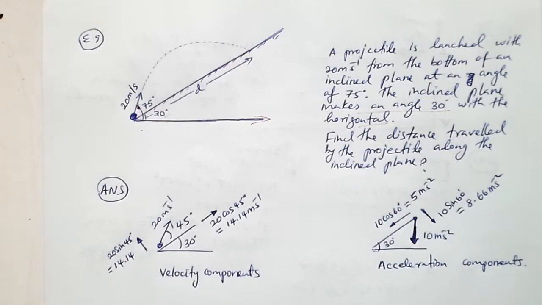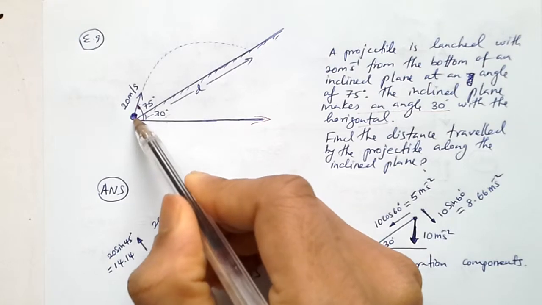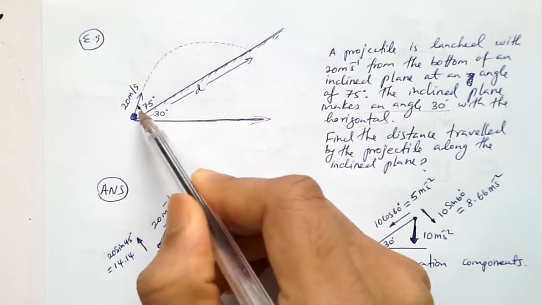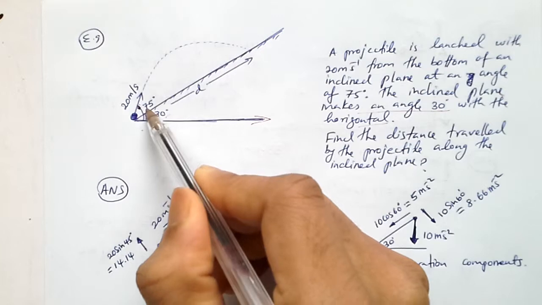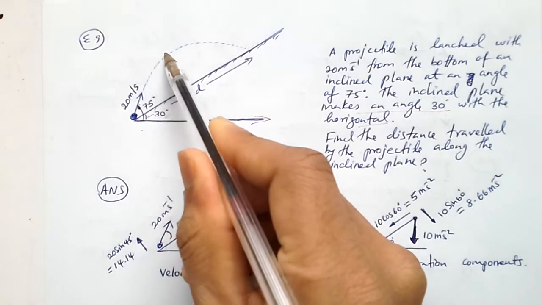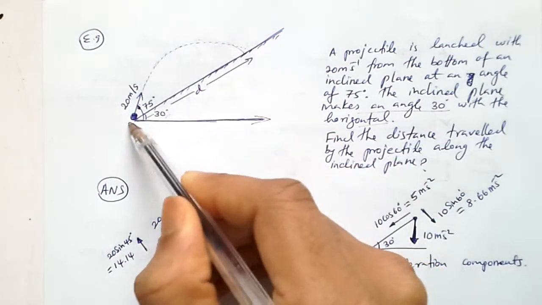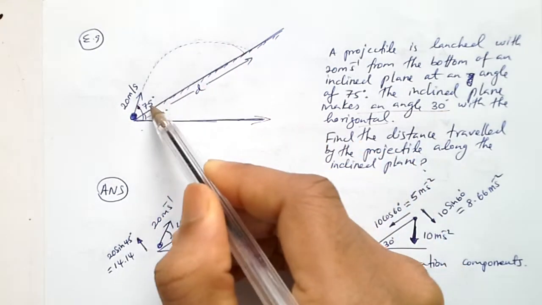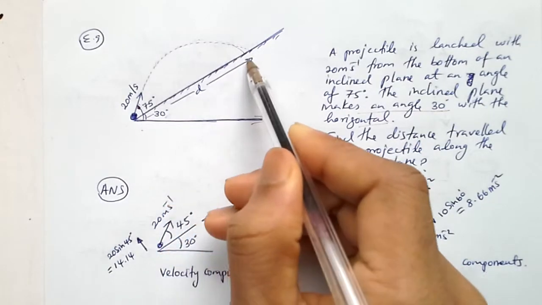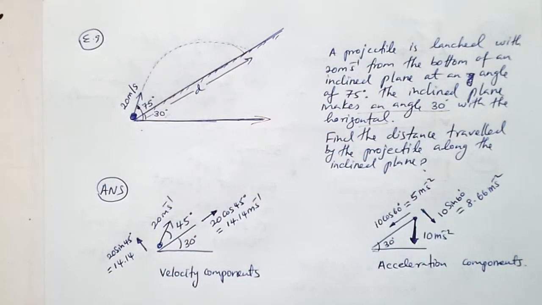Our task is to find the distance traveled by the projectile along the inclined plane. So if you throw a projectile with 20 meter per second at an angle of 75 degrees, what is the distance traveled by the projectile along this direction, along this inclined plane? Let me call this distance d. So my task is to find the value of d. So how do you do this?